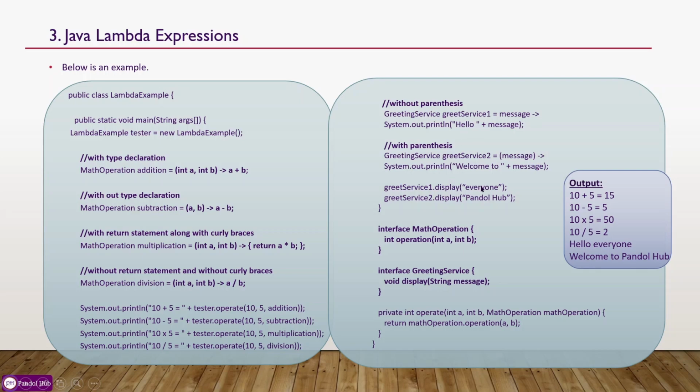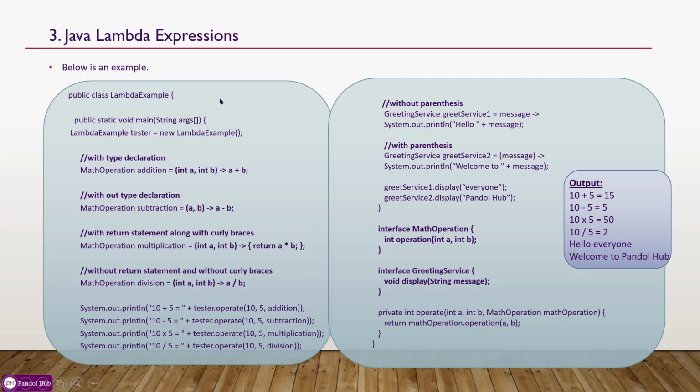So here I invoke the display method of the first object where I pass everyone. It appends it with hello and just prints hello everyone. And in the second one, where I do have the parenthesis in the input parameters, I'm just printing it again in the same manner as the first one. And here it prints welcome to Pandul Hub, as I pass Pandul Hub as a string to the display method of the greet service two object.